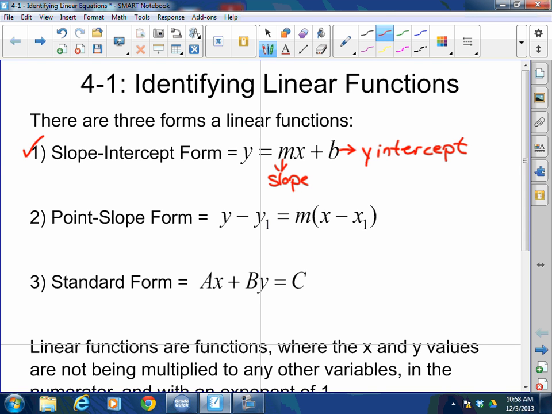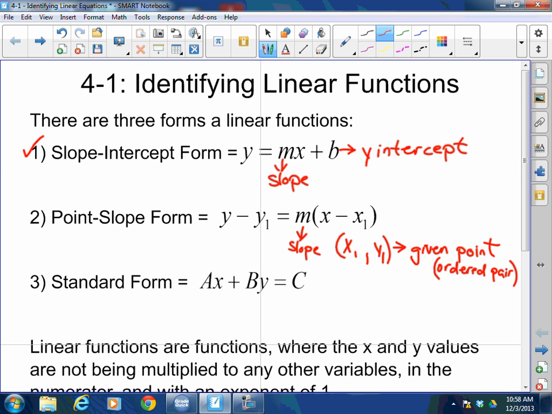The point-slope form is y minus y1 equals m times x minus x1. m, again, is the slope. And the little x1, y1 is a given point. They will give you that value, guys. That's a given point or ordered pair. As you know, that's what a point is: an ordered pair.